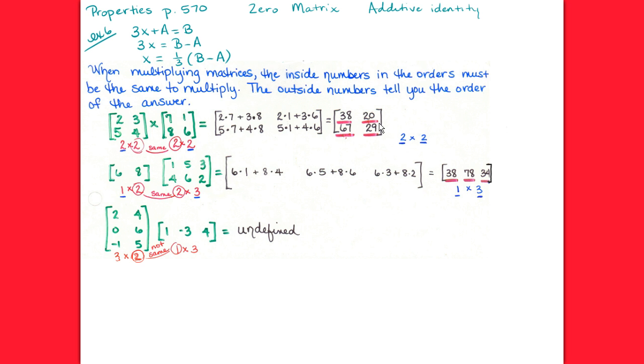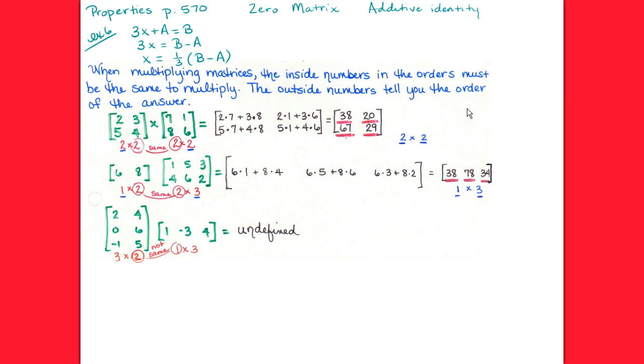Matrix multiplication does not work like matrix addition or matrix subtraction. And so that's what's confusing about it. So let's look at some rules for matrix multiplication. When you multiply your matrices, the inside numbers in your order must be the same if you're going to multiply. The outside numbers in your order tell you the order of your answer. Right? Here's what they're talking about.